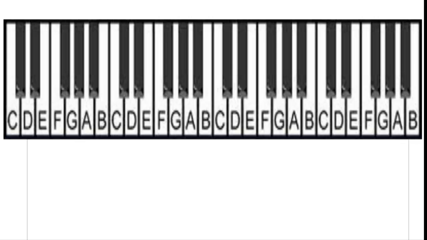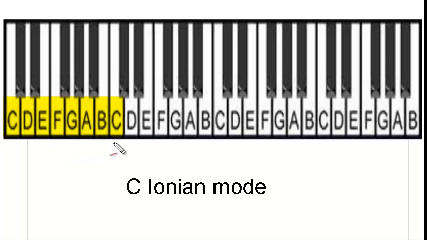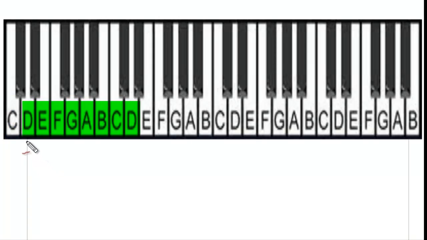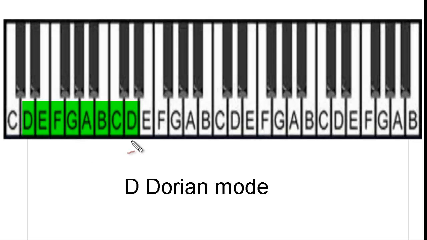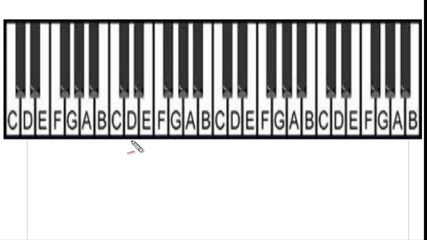moving into another key. Actually, if I was to play from a C to the next C, I would be playing a C Ionian mode. If I was to begin on the note D and play all the notes until I reach the next D, I would be playing a D Dorian mode. So now we'll investigate this a lot closer and fill you in with all the details, but that's the basic idea behind modes.